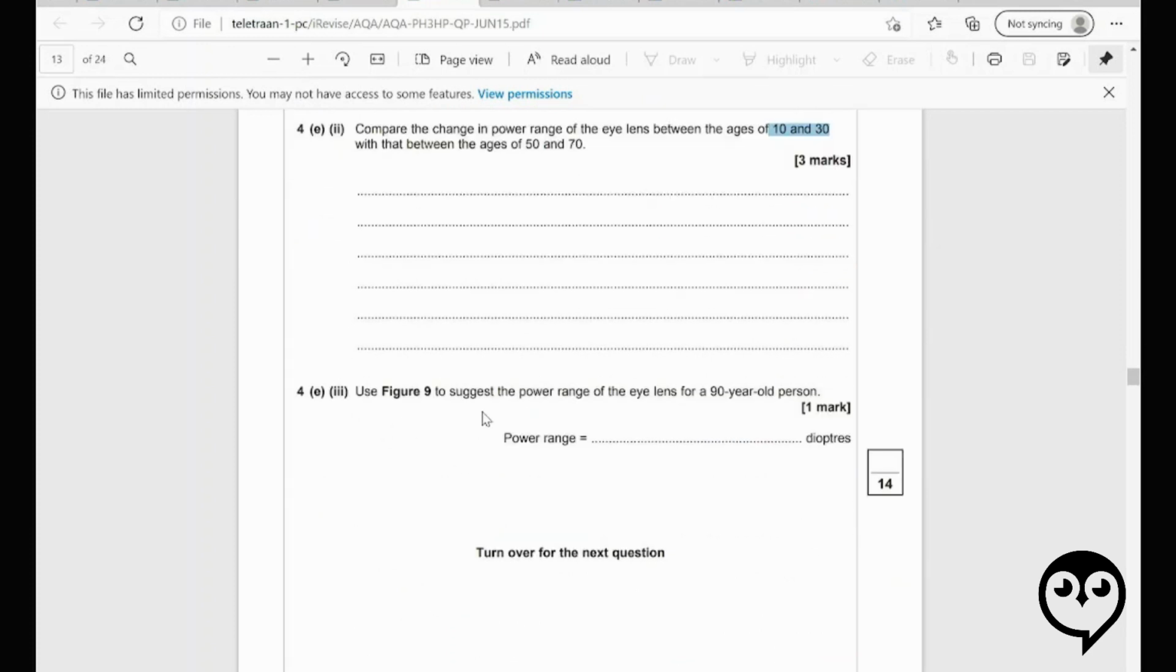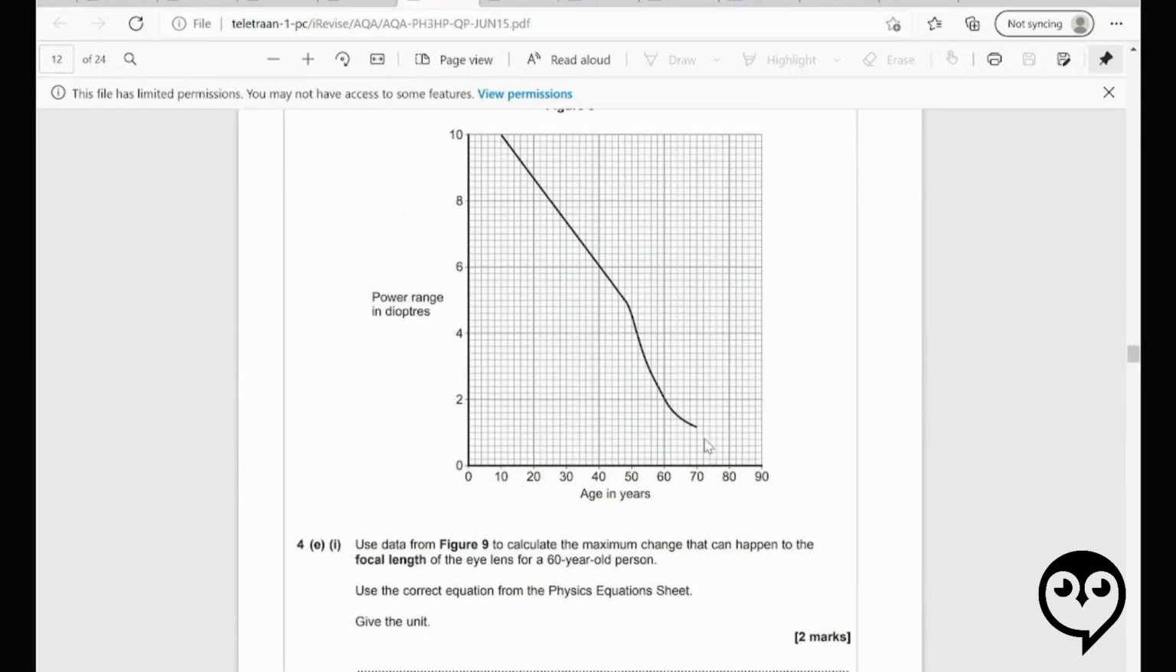And the last bit, use figure 9 to show the power range of the eye's lens for a 90-year-old person. Well, because this is starting to level off there, and we're getting pretty close to 0 in diopters, we know we can't have an inverse of 0 for a focal length, like infinite focal length. So I'm imagining we're going to have to level off somewhere. I'm going to suggest maybe about 1, and the reciprocal of 1 is 1. That would be my guess.